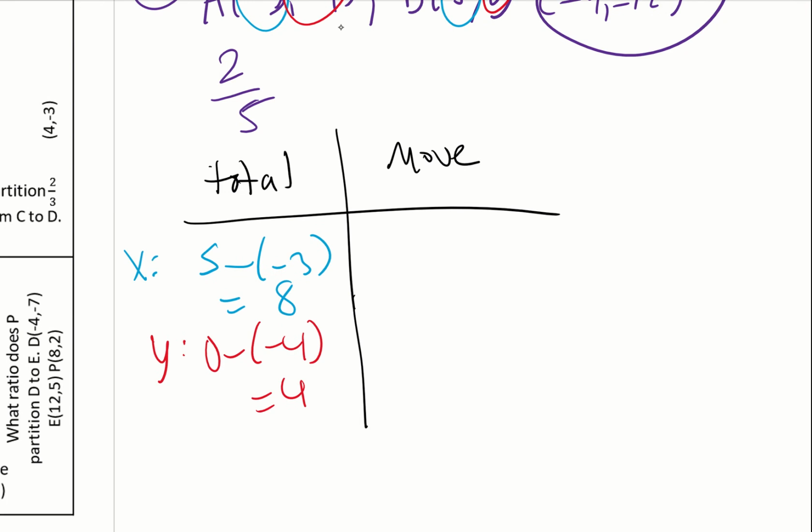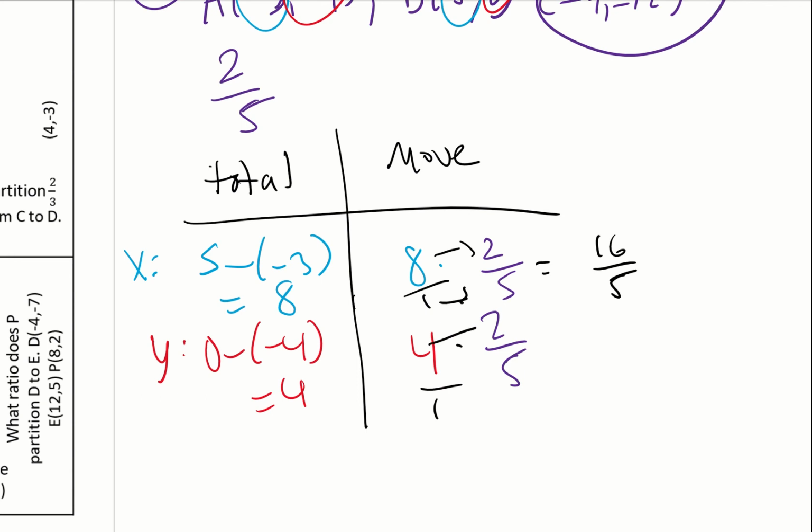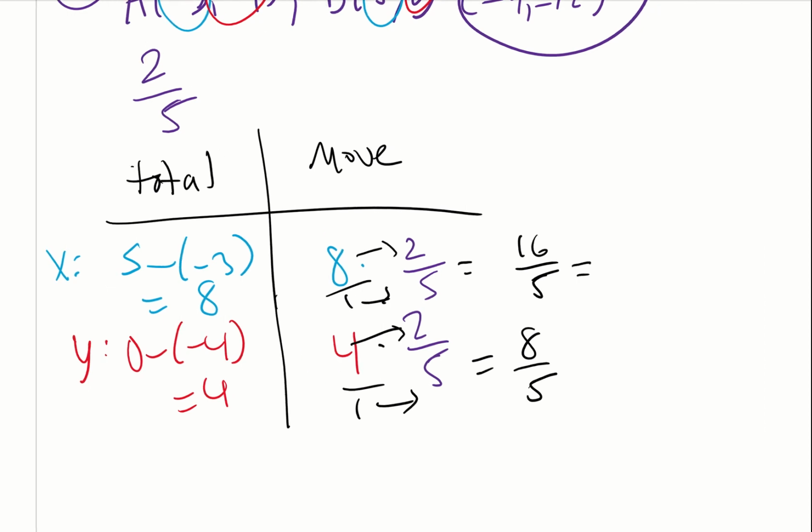Now we're going to multiply each of these numbers by the fraction 2/5. To multiply them, remember you convert 8 to a fraction, same thing as 4, by putting them over an invisible 1. Multiply straight across, we get 16 over 5. And here for the bottom fraction, we get 8 over 5. These are both decimals. 16 divided by 5 is 3.2. 8 divided by 5: 5 goes into 8 one time, remainder of 3, so this is going to be 1.6.